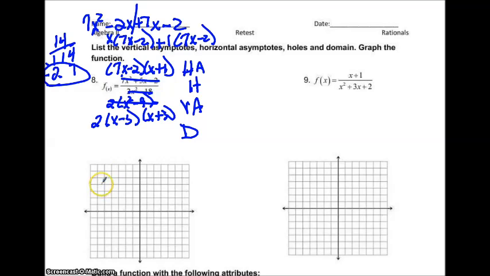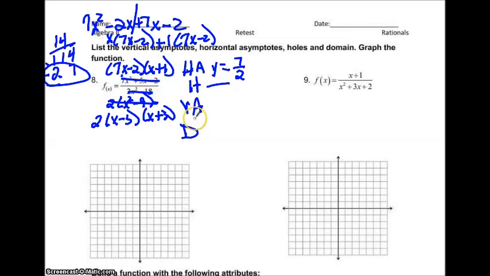So the horizontal asymptote came from the original problem, which was 7x squared and 2x squared. Your exponents are the same, so that means there is a horizontal asymptote, so y equal. And you take your coefficients and you make a fraction. So y is equal to 7 over 2, because it was 7x squared over 2x squared. Holes are anything that cancels. I do not have anything that cancels, so there's no hole.